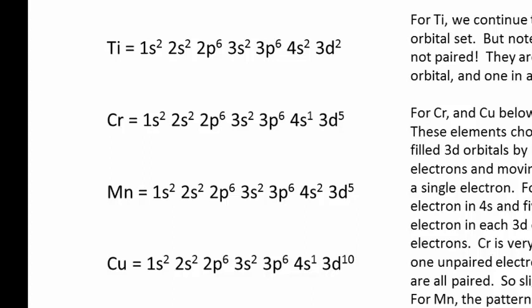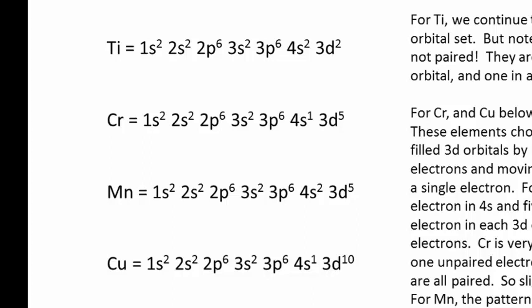Again, chromium does this. This is not expected, but chromium does this to have a half-filled 3d5 orbital subshell, leaving behind just a single electron in 4s1. Now, when we go to manganese, the very next element, we add 1 more electron, and it goes back into 4s to pair up 4s2.